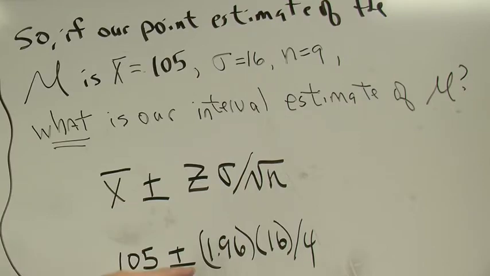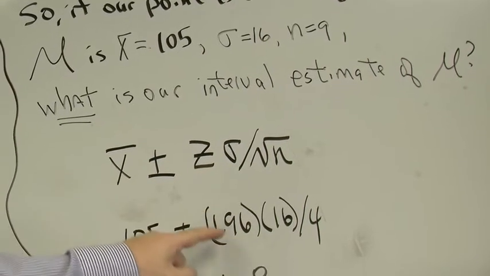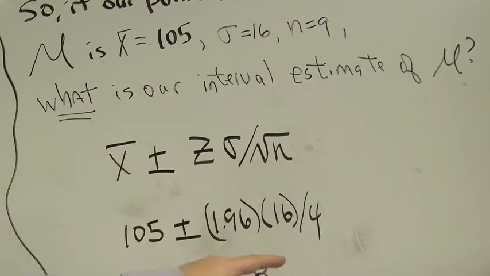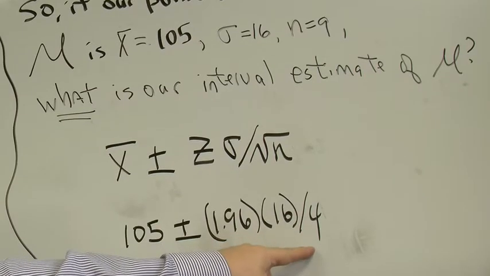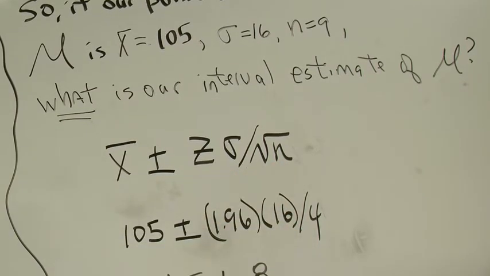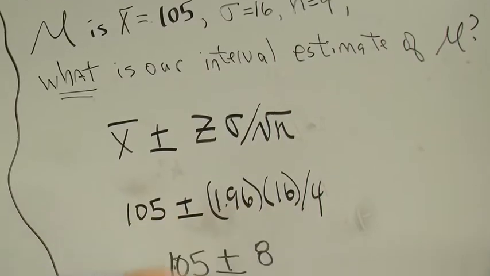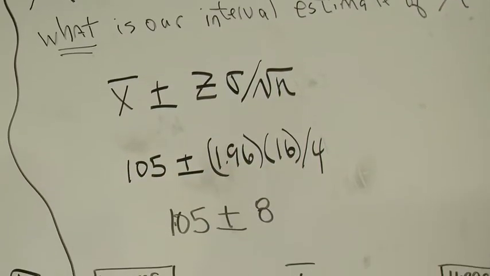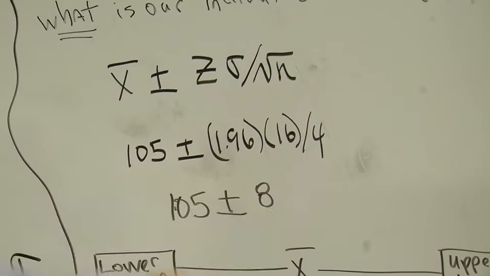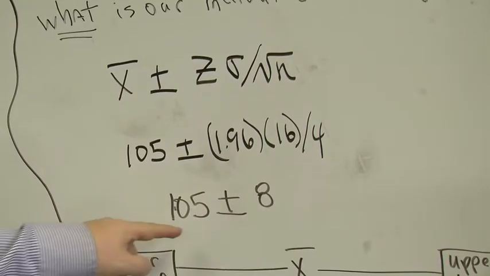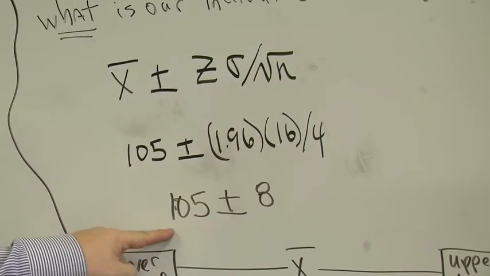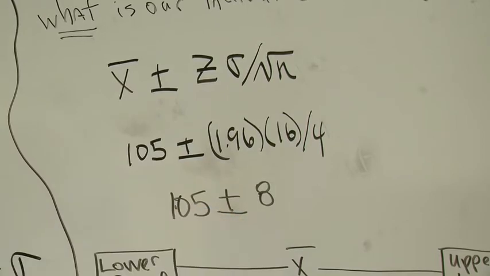If you take 1.96, our z value, times 16, our standard deviation, and divide it by 4, which is just the square root of 16, and do the multiplication and division, you'll get an answer of about 8. So our interval estimate is going to be 105, our point estimate, plus or minus 8, our error term.